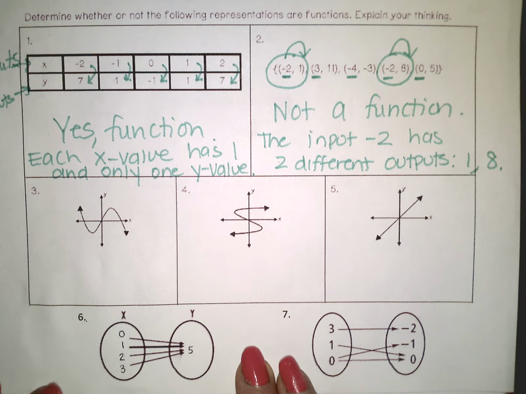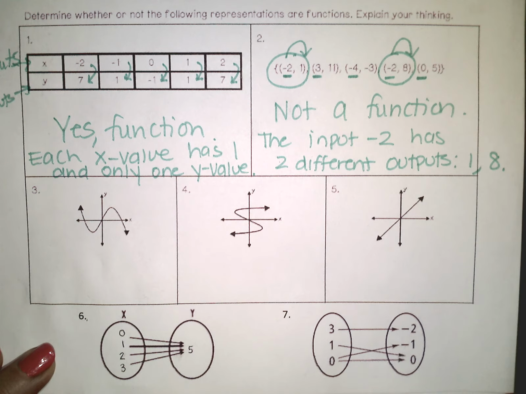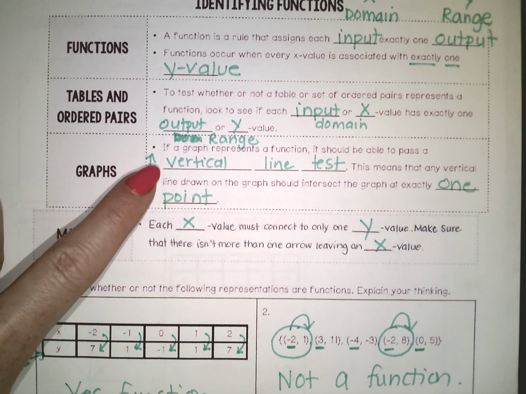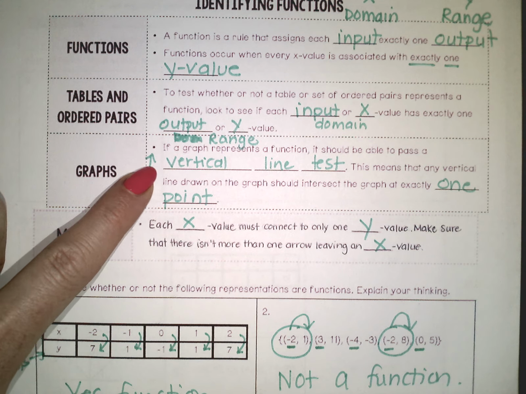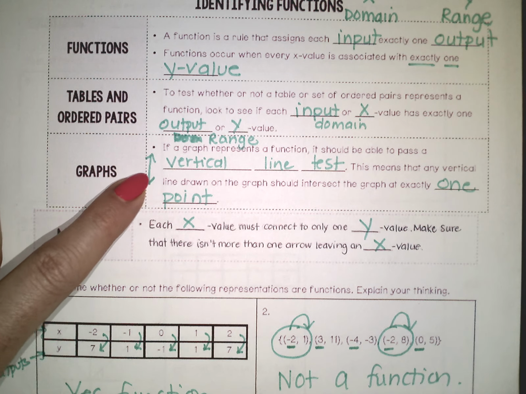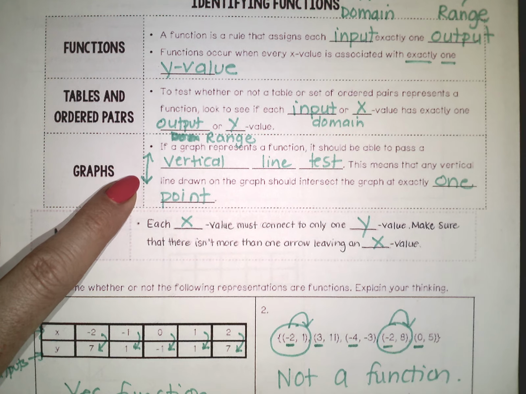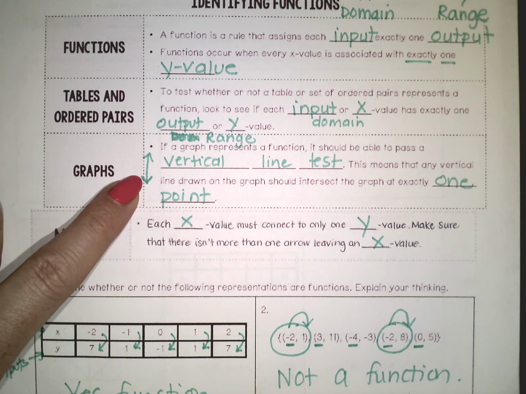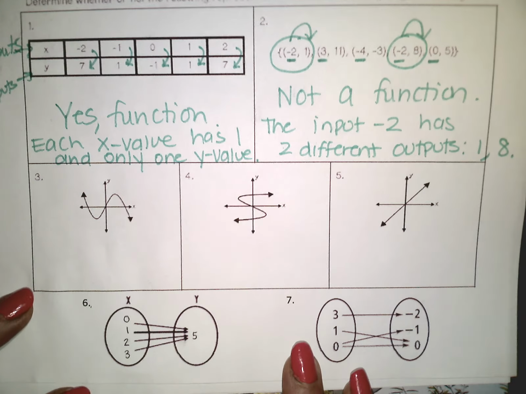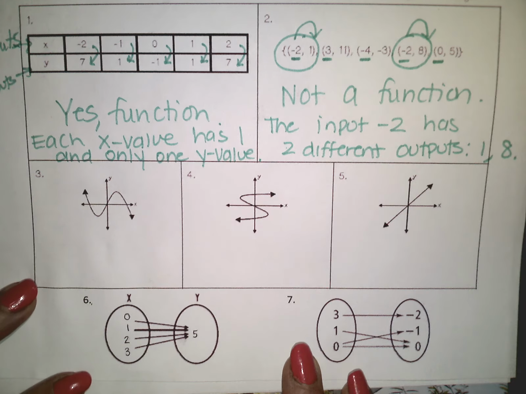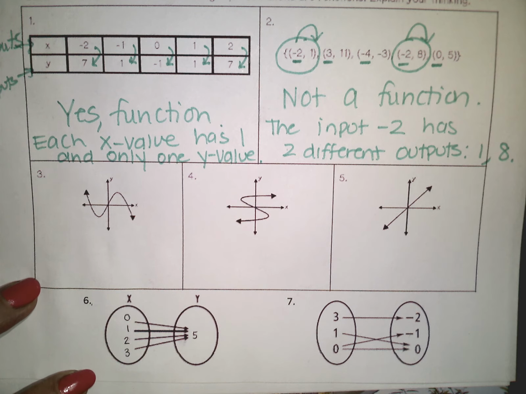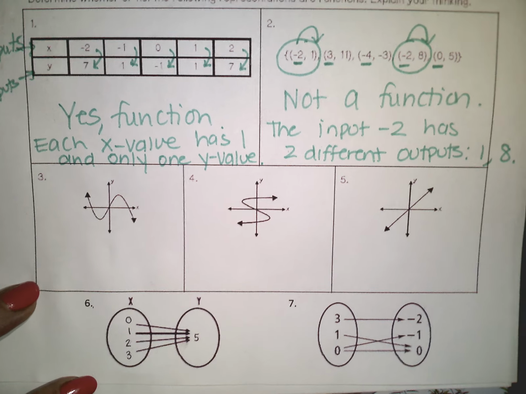Number 3, 4 and 5 are all examples of graphs. Remember, when we're looking at graphs, it has to pass the vertical line test. That is a valid reason as to how you determine whether it's a function or not, and that's what is acceptable on the Algebra Regents as well when you take that next year. So the vertical line test is a valid reason. You can say yes or no, it's a function or not a function. It is a function if it passes the vertical line test. It's not a function if it does not pass the vertical line test.